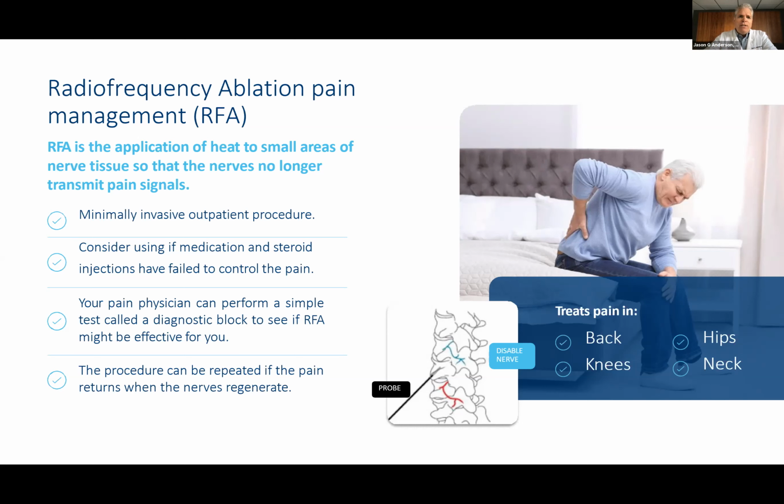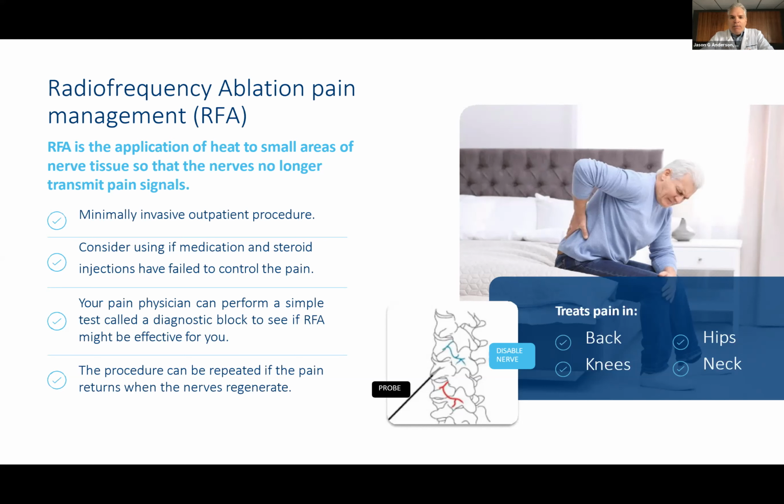We consider using it if medication and steroid injections have failed to control the pain. Actually, in April of this year, Medicare has said that radiofrequency ablation is the treatment of choice for facet joint pain, or pain from the lower joints in the back or neck or mid-back. It's the treatment of choice for that condition instead of steroid injections.